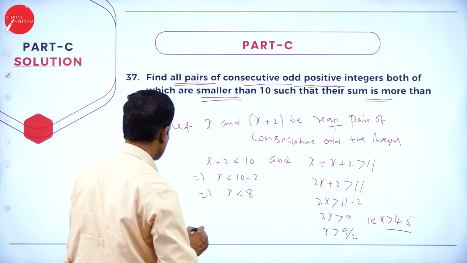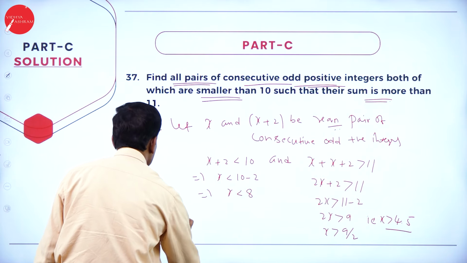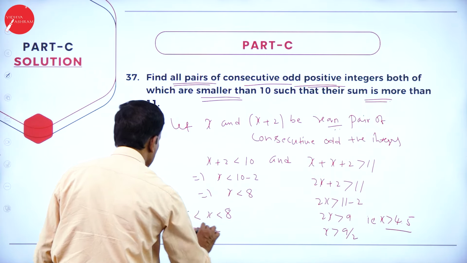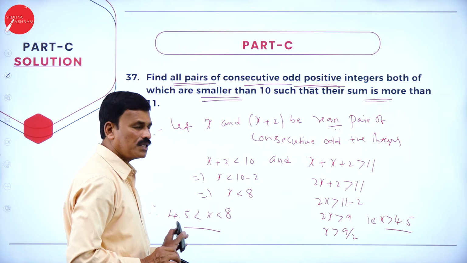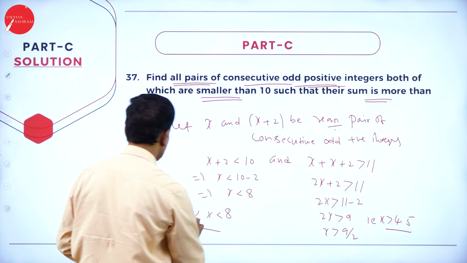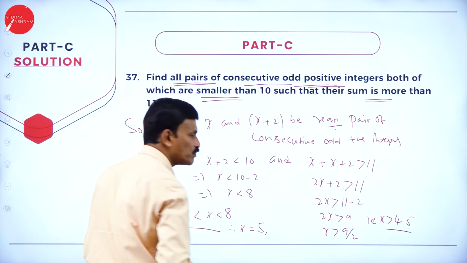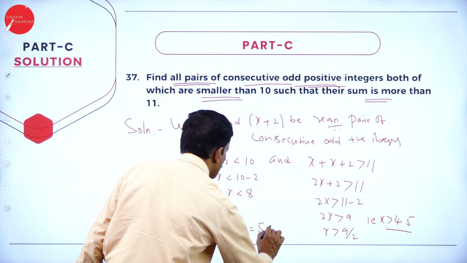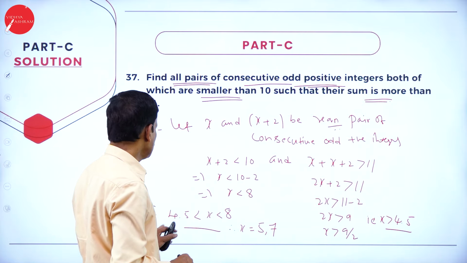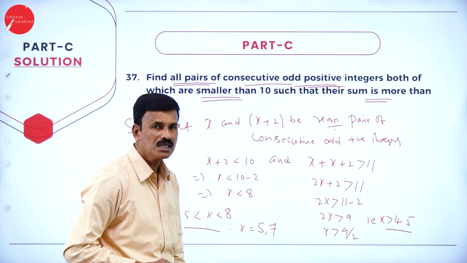x is greater than 9 by 2, that is, 4.5. So therefore the value of x lies between 4.5 and 8, that is, 4.5 less than x less than 8. What are the odd positive integers between 4.5 and 8? We can take 5 as an odd positive integer, 6 is not an odd positive integer, 7 we can take. So between 4.5 and 8 there are two odd positive integers, 5 and 7.